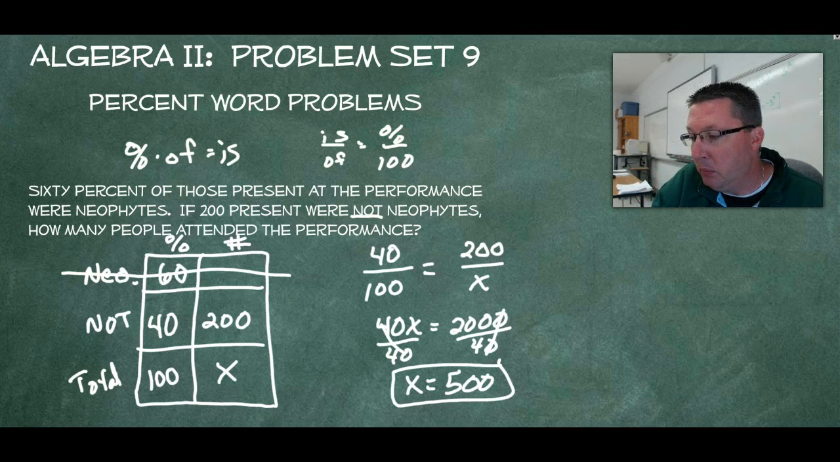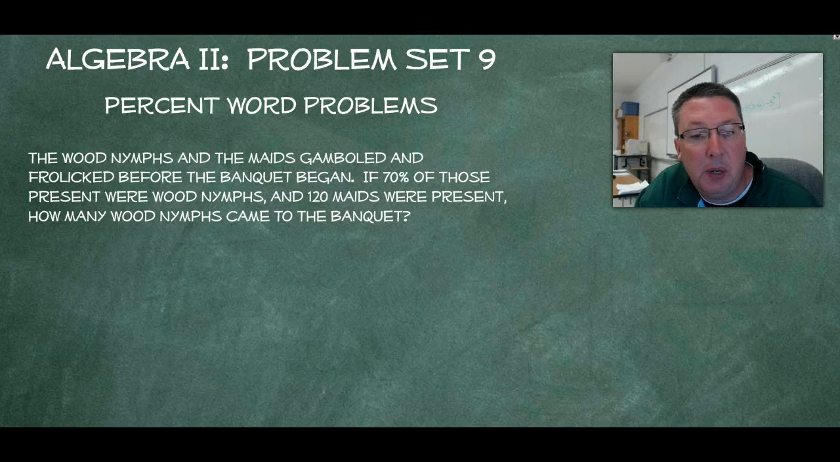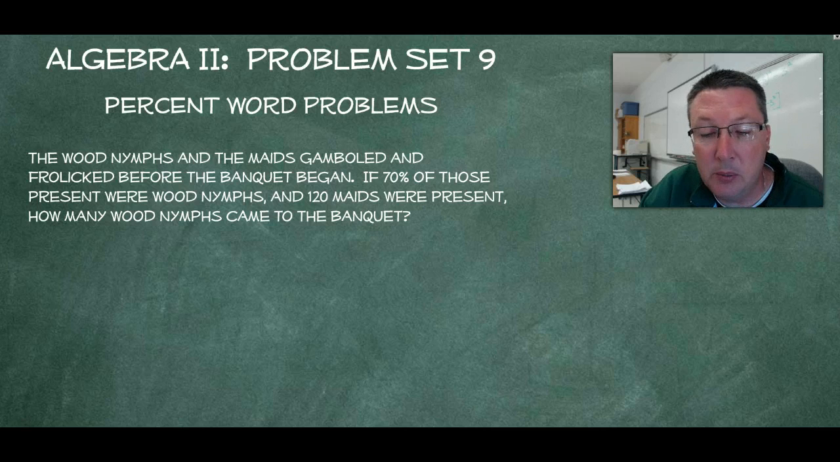Okay, let's try a couple more. Here's our next problem. This book picks some crazy names and characters for our word problems, so you just have to go with it. We have: wood nymphs and the maids gambled and frolicked before the banquet began. If 70% of those present were wood nymphs and 120 maids were present, how many wood nymphs came to the banquet? So again, we have some categories.